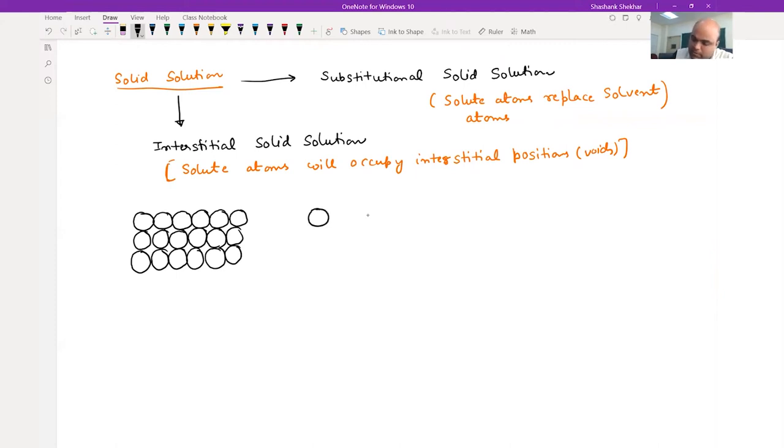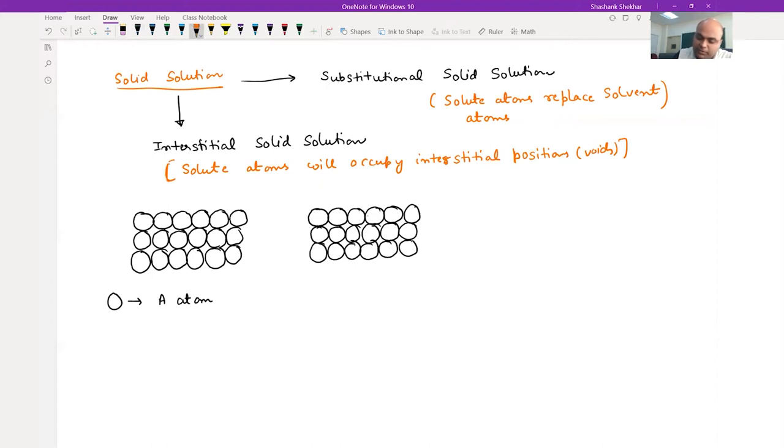Suppose you have, let me draw another one for interstitial. Okay, so these are your, say, lattice of A, so you have A atoms here. The black one here is an A atom. Now if it is substitutional, what we are going to do? We are going to replace some of the A atoms with, say, B atoms, something like this. Okay. So this becomes your B atom.